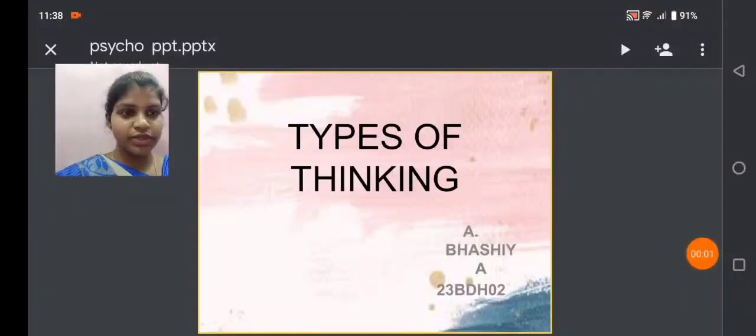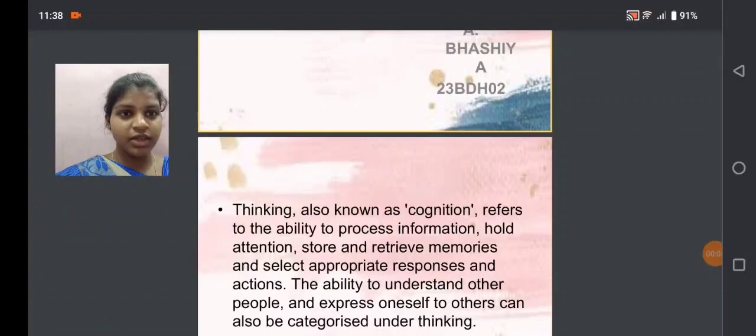Morning. Today we will talk about the topic of types of thinking. Thinking, also known as cognition, refers to the ability to process information, hold attention, store and retrieve memories, and select appropriate responses and actions.